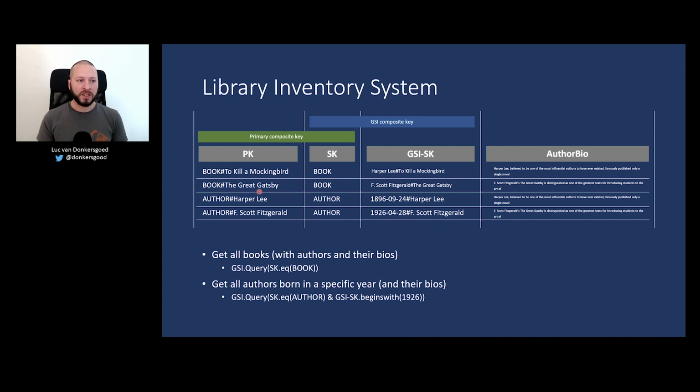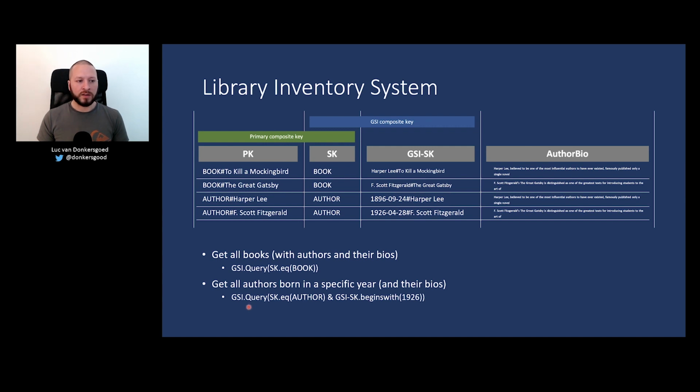We might have a partition key that contains the books and the authors, and we have a sort key that contains the type of the item. Then we have a global secondary index that has a composite key. The partition key is SK, and the sort key is GSI SK. Now, if we would want to get all the books with their authors and their bios, we could do a query on the GSI, where the SK matches book. And that would return all the book rows, and that would include the author, because that's included here. And it would also include the author bio, because it's here.